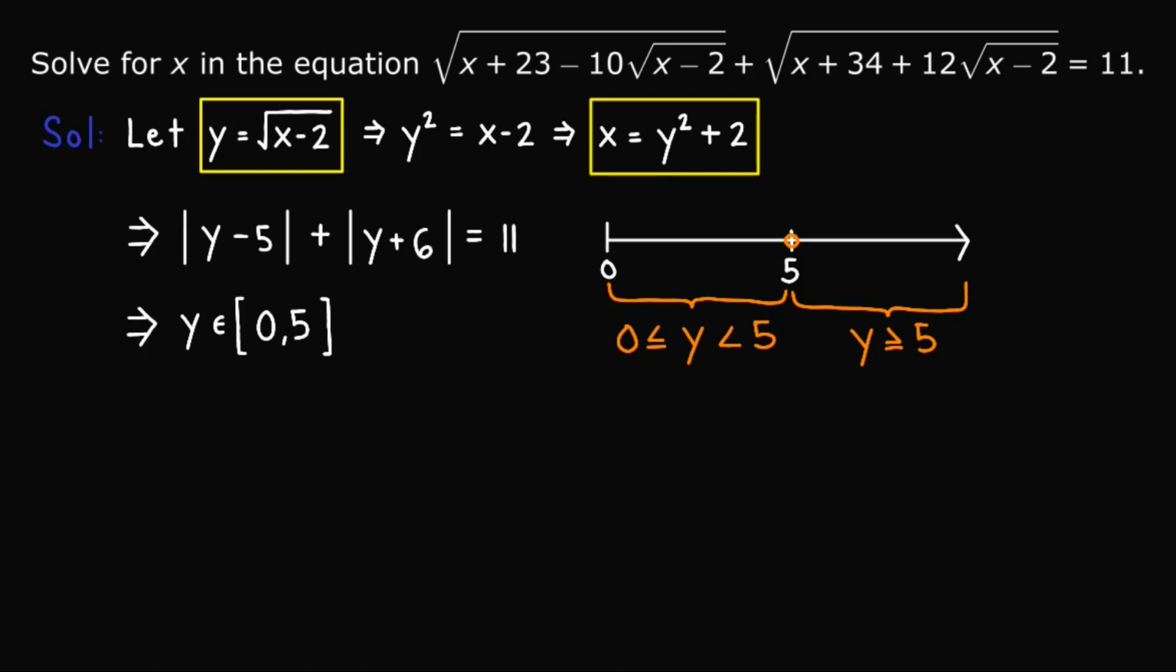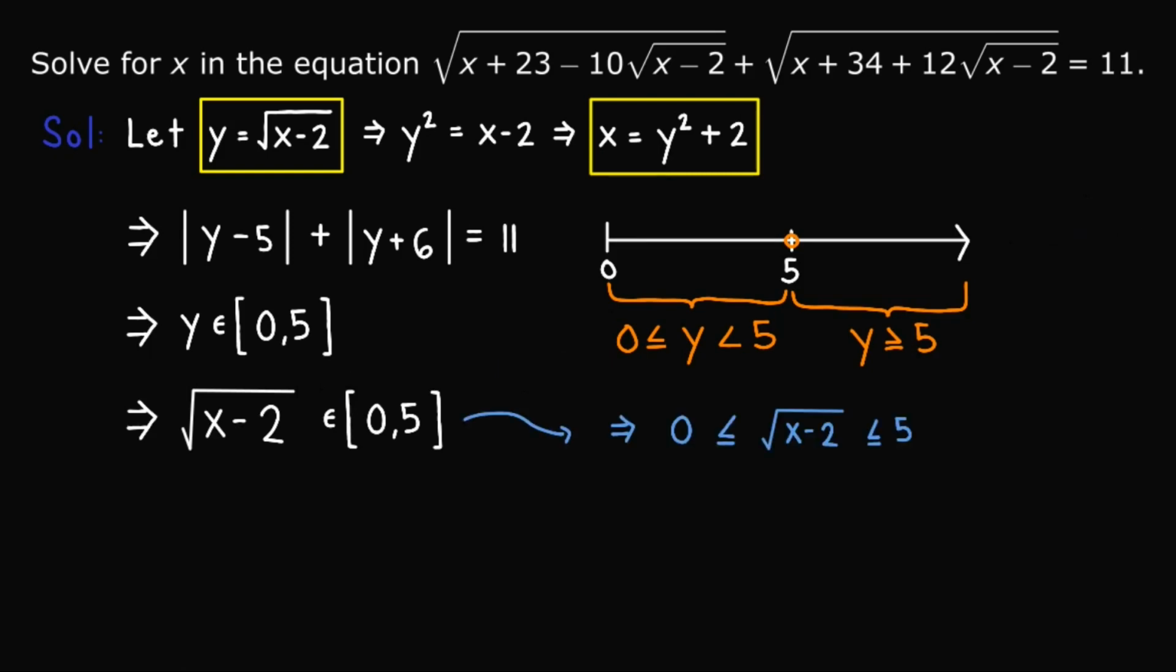So now that we know the possible values for y, we can go back to what we really want, which is the x. Going back to the square root of x minus 2, since again y is equal to the square root of x minus 2, we know that the square root of x minus 2 is in this interval. So solving for x, we can have this one. I just have written it in this form.